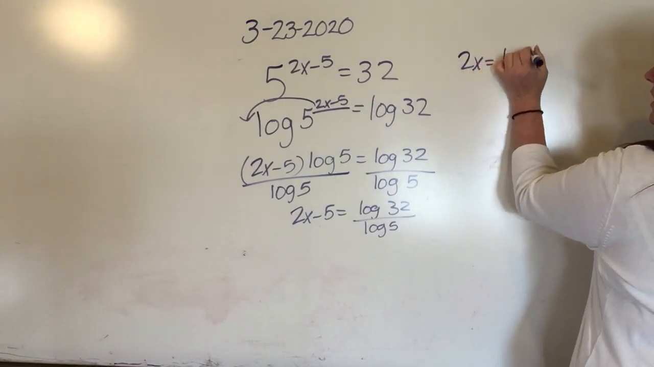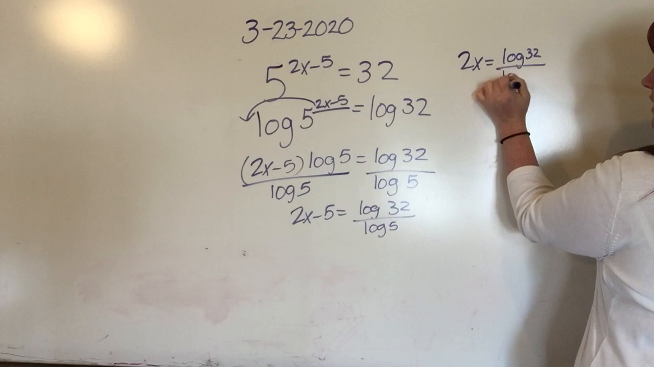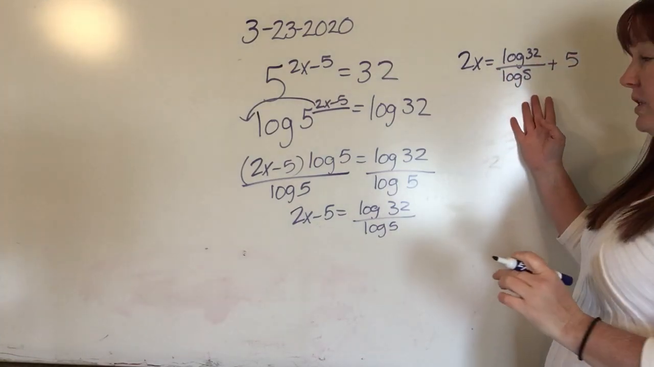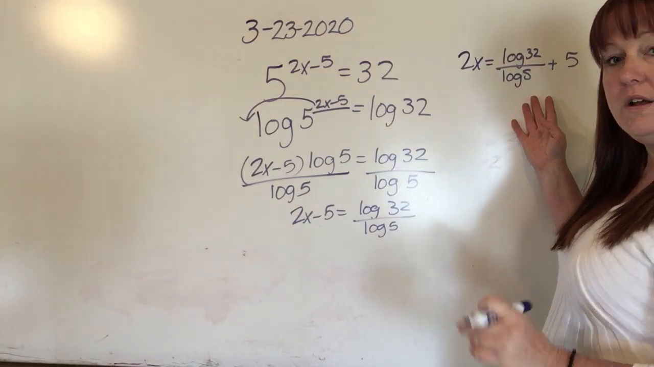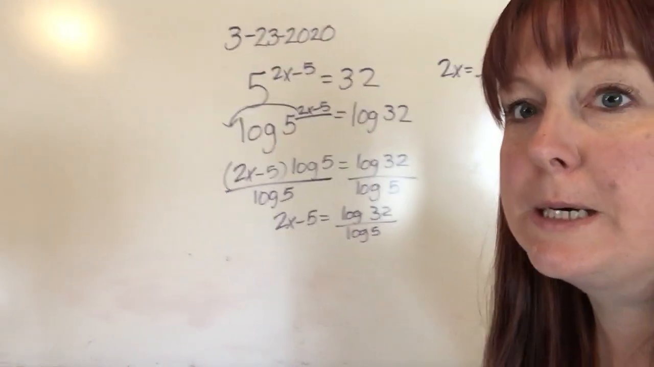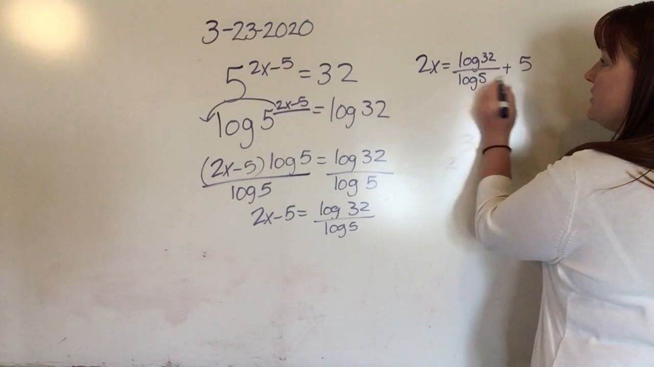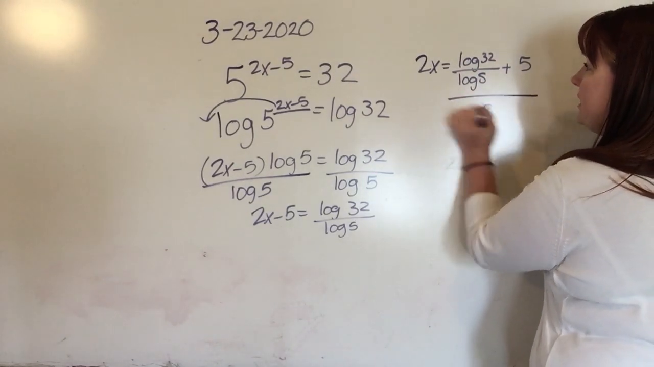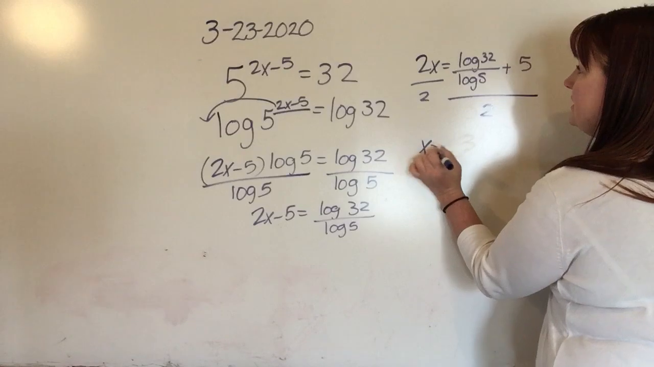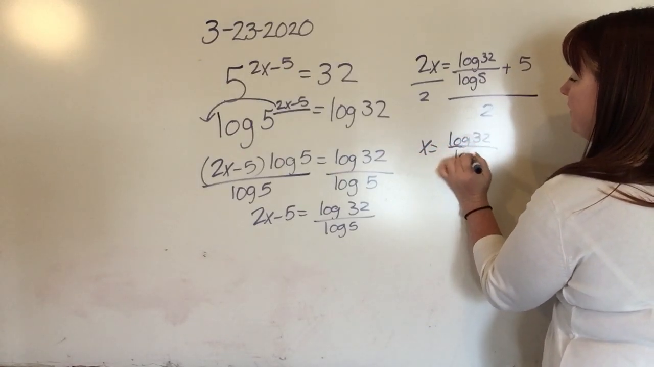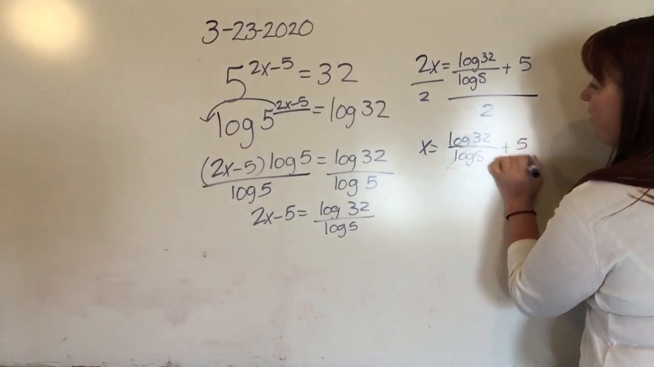So that's log 32 over log 5 plus 5, and I'm just rewriting it like that every time because at the end I'm just going to plug this whole thing into my calculator. Hopefully you guys can see that. I'm still learning how to do this, okay? And then we're going to divide the whole thing by 2, and we have x equals log 32 over log 5 plus 5, all over 2.